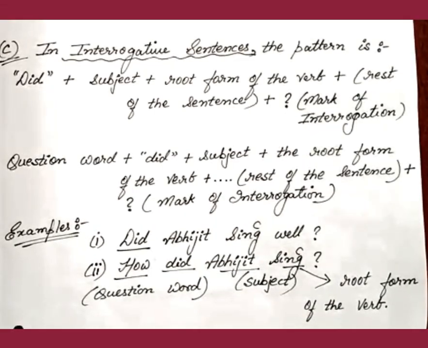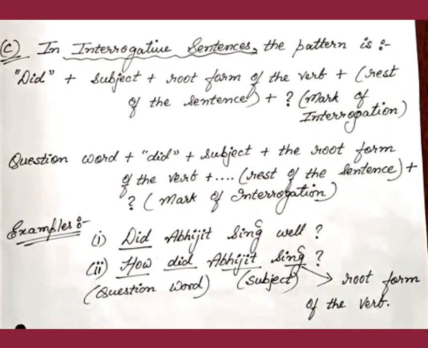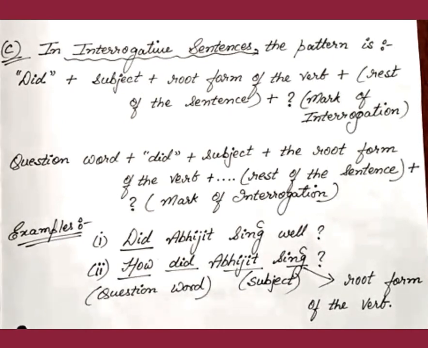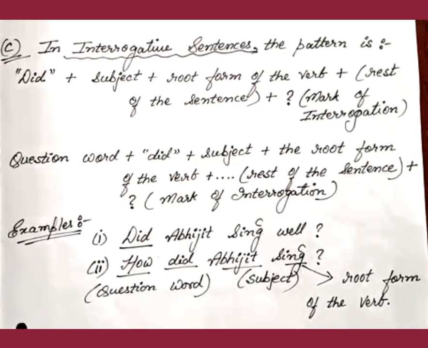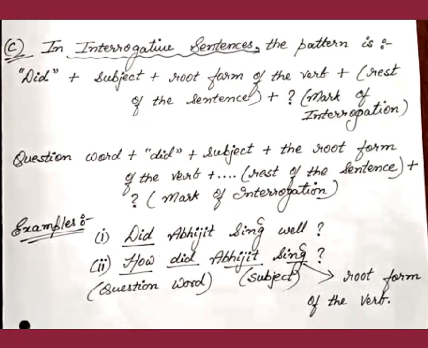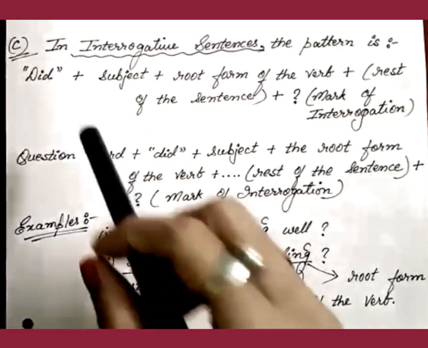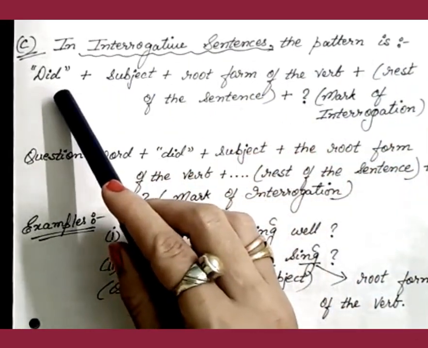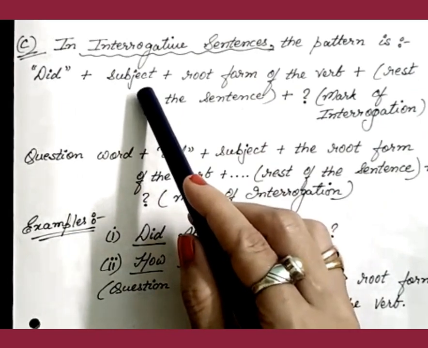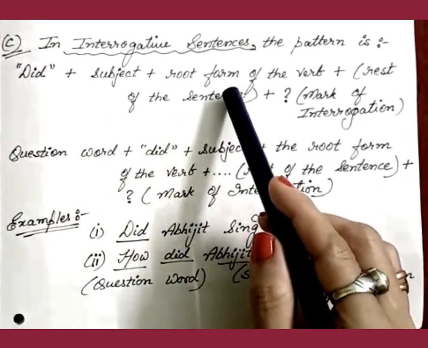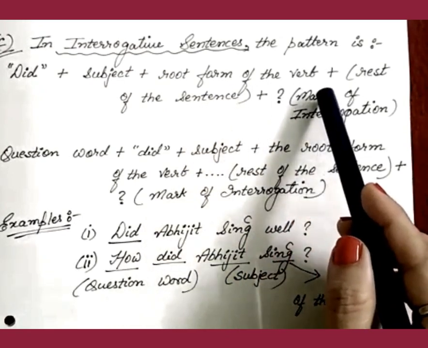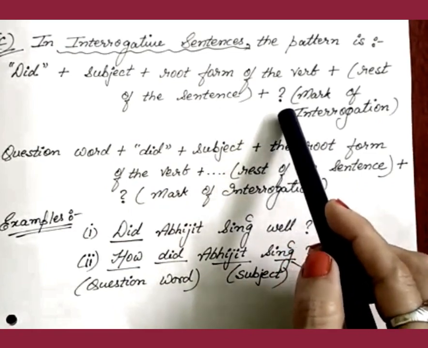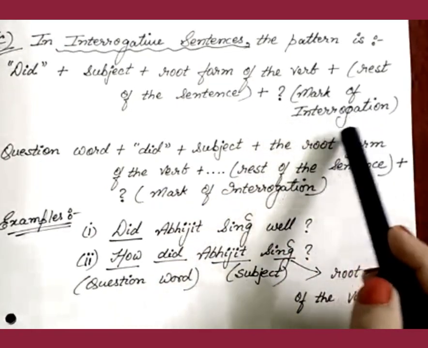Now let's know how to form interrogative sentences with respect to simple past tense. As I've already told you, interrogative sentences are sentences which ask questions and end with a question mark. In interrogative sentences, the pattern is as follows: did, plus the subject, plus the root form of the verb given, plus the rest of the sentence. Again, towards the end, you have to add a question mark or mark of interrogation.